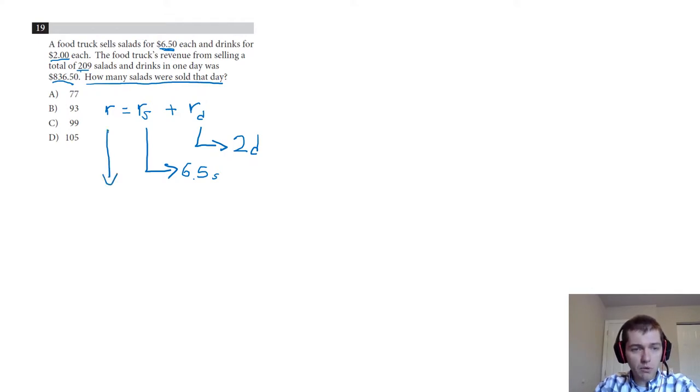From the problem, we know the total revenue is $836.5, which is equal to 6.5 times S plus 2 times D. That's as far as you can go with that equation. The next equation will be about the total number, the quantities sold. And in the problem, they give you that 209 was the total sold of both salads and drinks, or the sum of salads and drinks. So you have salads plus drinks.